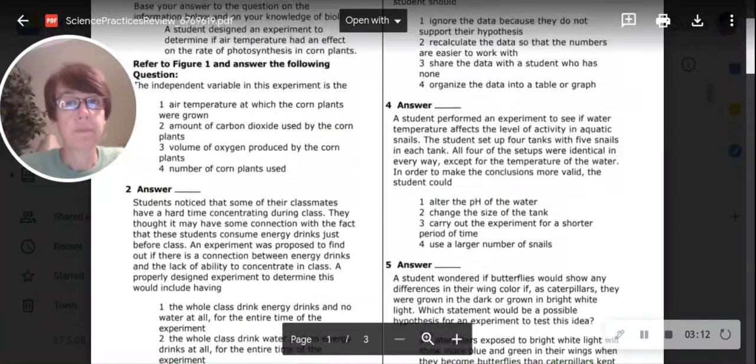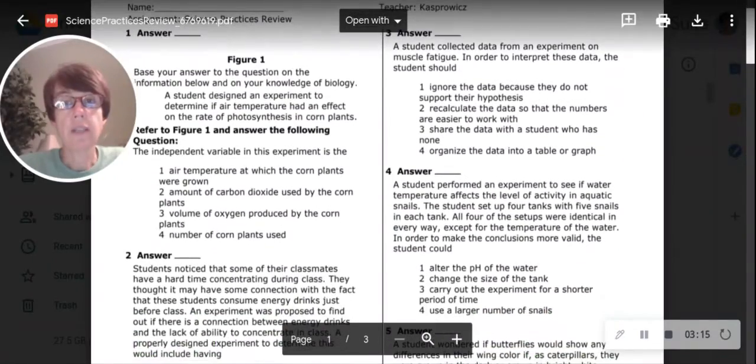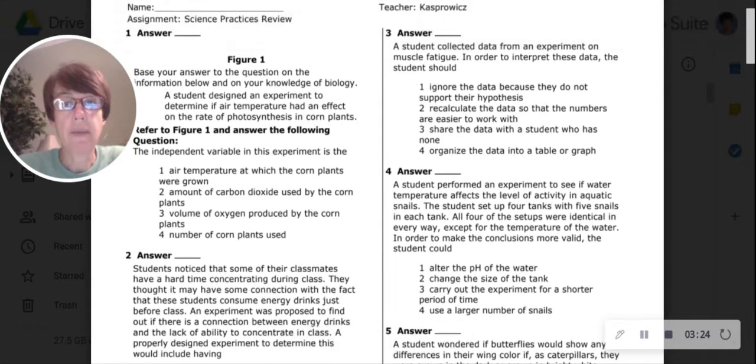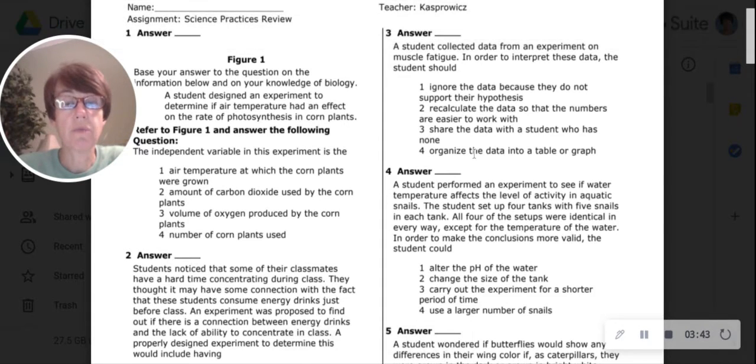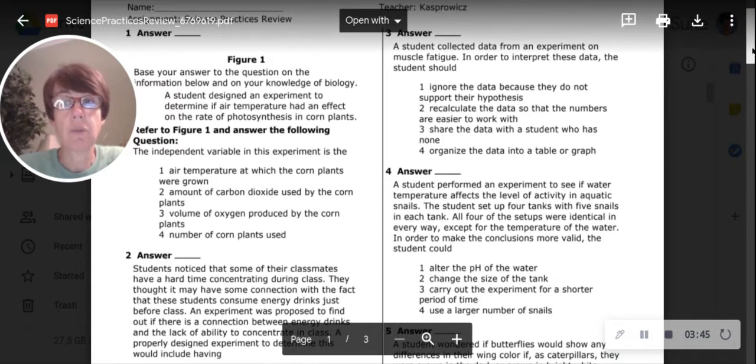Number 3. A student collected data from an experiment on muscle fatigue. In order to interpret these data, the student should ignore the data because they don't support the hypothesis, recalculate the data so that the numbers are easier to work with, share the data with a student who has none, or organize the data into a table or graph. So if we're going to interpret the data, we need to first organize it. So that's going to be number 4, organize the data into a table or graph.